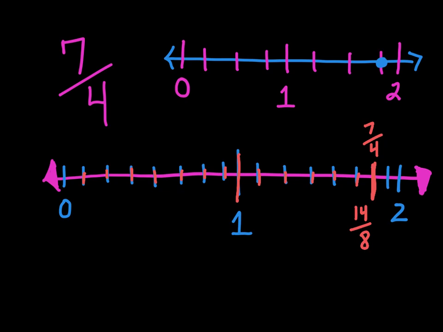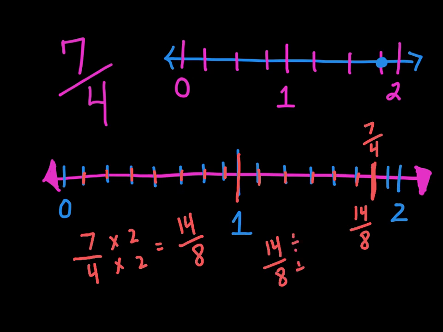So 7 fourths and 14 eighths are equivalent, which makes sense because watch. 7 fourths, multiply the top and the bottom by 2, and you're going to get 14 eighths. Same thing if you take 14 eighths and you divide it by 2, you're going to get 7 fourths.